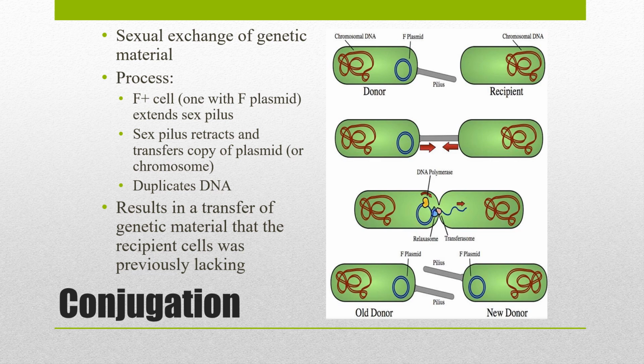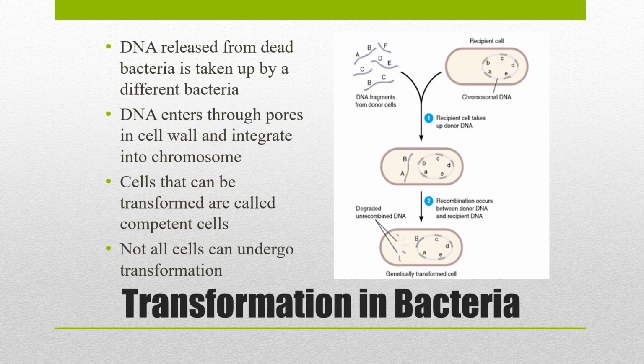And that is conjugation. The second is transformation. This is going to be DNA from a dead cell that a live cell is just going to pick up, that scrap DNA, and then incorporate it into its own DNA. So that is transformation.